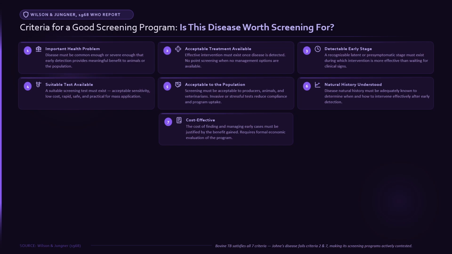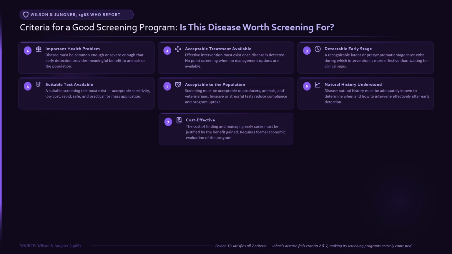One, it has to be an important health problem, common enough or severe enough that catching it early genuinely helps the animal or the herd. Rare low-impact diseases don't justify a population-wide program. Two, there has to be an acceptable treatment or intervention available. If you find disease early but can't do anything about it, there's no point screening in the first place.